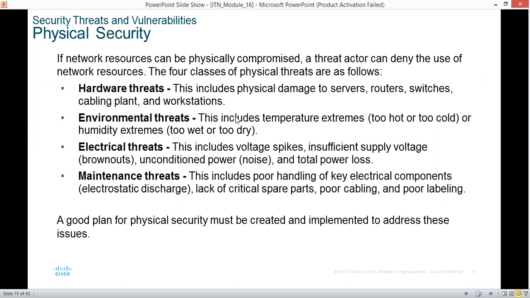So environmental threats include temperature extremes, too hot or too cold, or humidity extremes, too wet or too dry. Electrical threats include voltage spikes, insufficient supply voltage, brownout, and all of that. And somebody will be wondering, how do electrical threats create security threats? Of course they do.